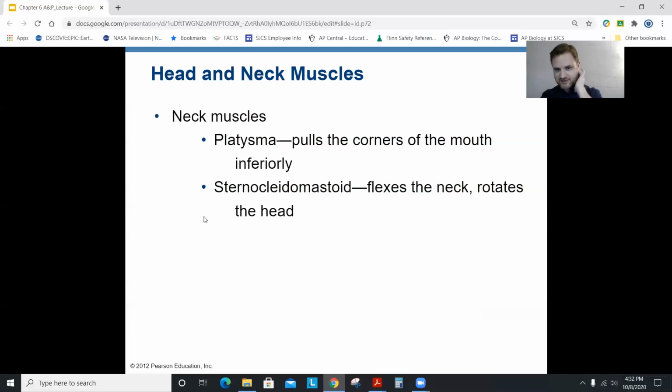Flexing the neck is doing this. So put your hand here and flex your neck. You can feel the muscles contracting. Rotating your head, you can feel it's involved in that too.